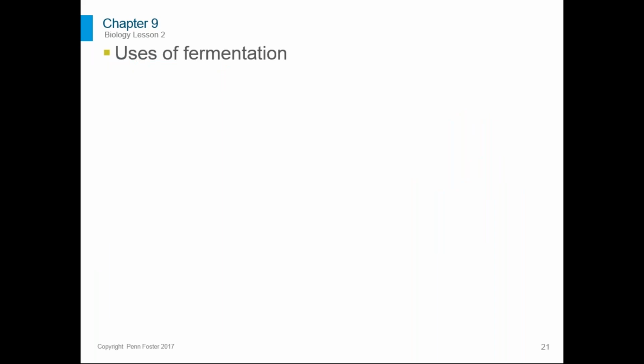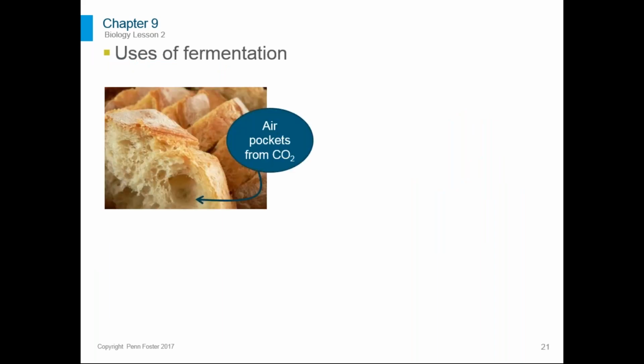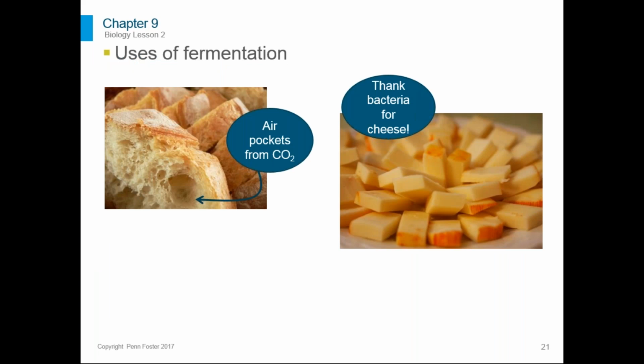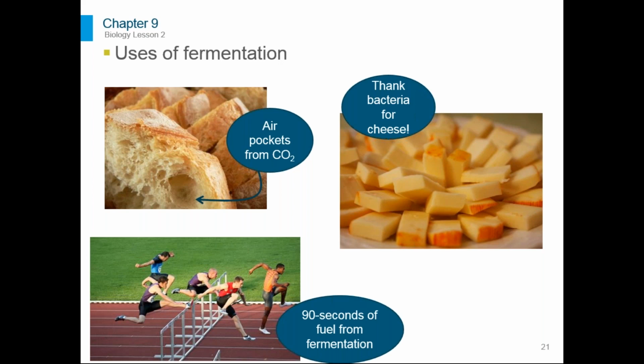So yeast cells use alcoholic fermentation when oxygen is not present. We harness this process to make bread and make alcoholic beverages with the yeast. Bacteria use lactic acid fermentation to make cheese, yogurt, and sour cream from milk. And your muscles use lactic acid fermentation when an intense burst of activity deprives them of oxygen.